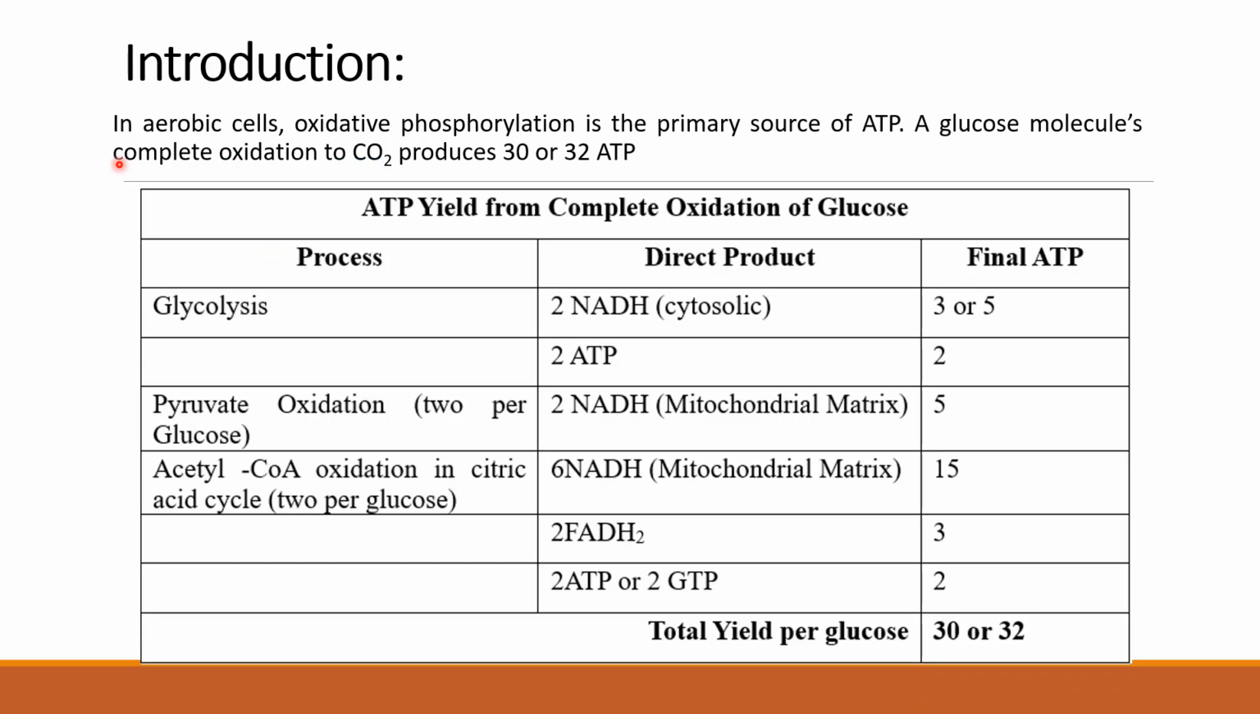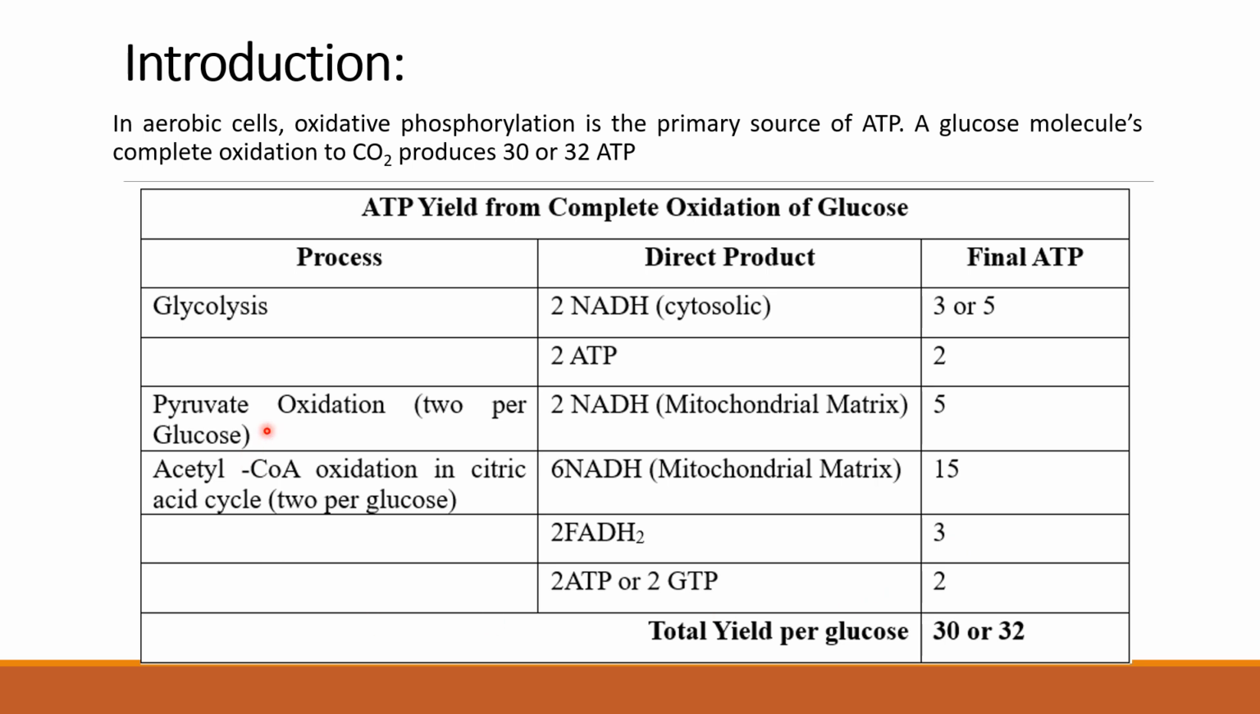Introduction. In aerobic cells, we see that oxidative phosphorylation becomes the main source for production of our energy need, that is ATP. A glucose molecule, if it is completely oxidized into carbon dioxide in aerobic cells, could result in the production of around 30 to 32 ATP. So let us see how we are getting the yield when glucose is completely oxidized.